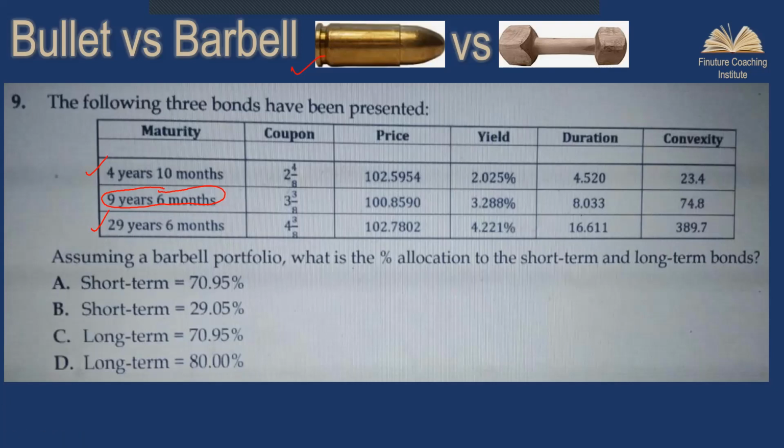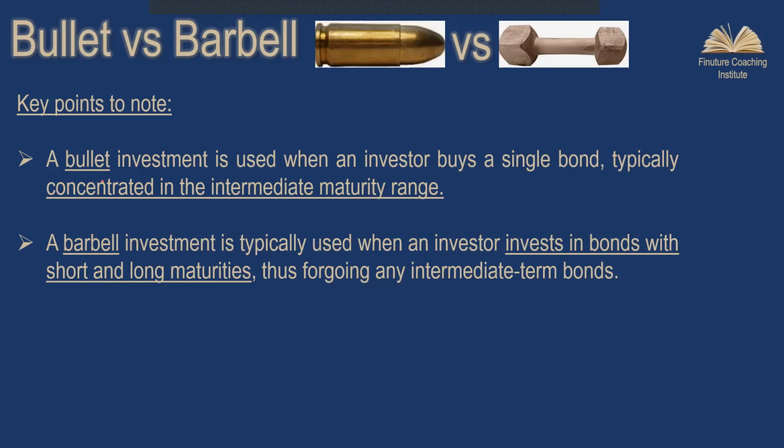So, this was just an explanation that bullet pertains to the investment in the maturity which is intermediary, and barbell pertains to the investment which is in the short and long end maturities, foregoing the intermediate. Let me highlight it, so that you have the keywords underlined, but this is also important. In barbell, the investor doesn't invest in the intermediate maturities. So hope it's clear now. Let's have a look at the numerical.